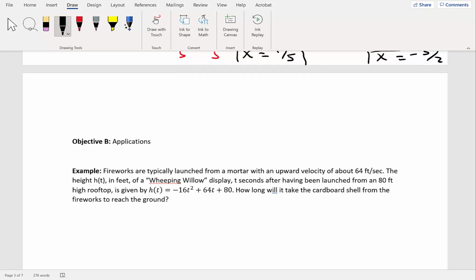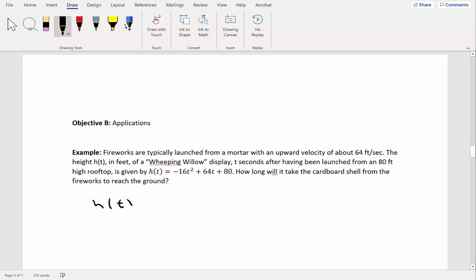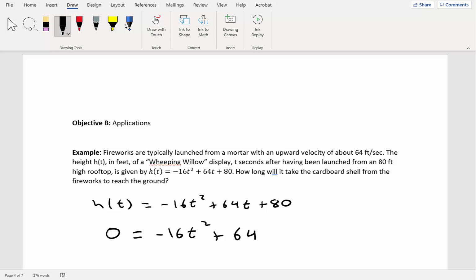Okay, so we're given this function h of t. This tells us the height of the cardboard shell after t seconds. So we have h of t is equal to -16t squared plus 64t plus 80. Now, in order for this cardboard shell to reach the ground, that means that our height has to be 0. So what we're going to do is plug in 0 for our height, and then solve the remaining equation. So we have 0 is equal to -16t squared plus 64t plus 80.